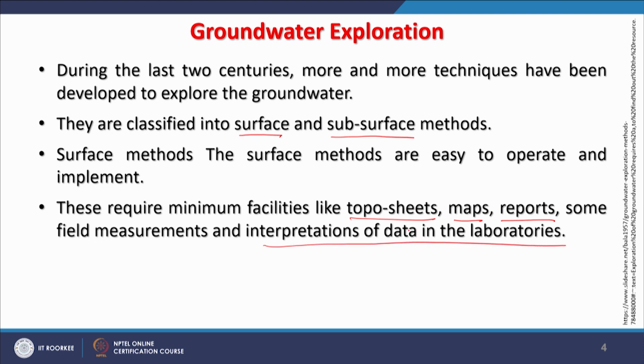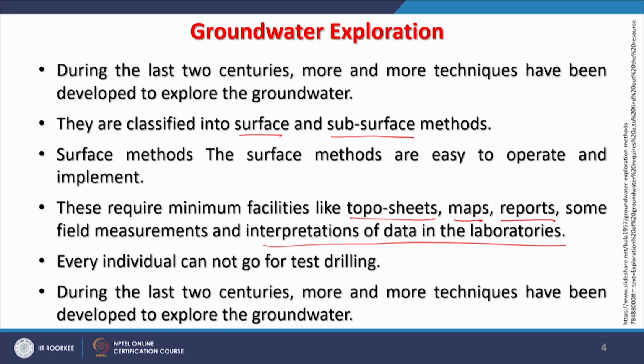Under interpretation of data, we can also include remote sensing data, because remote sensing data can provide a lot of indirect evidence of the availability of water in subsurface conditions. For example, growth of vegetation, or maybe some faults and lineaments and other things. So, they are indirect manifestations of the availability of groundwater, which we will see in much more detail later on. And every individual, as we have seen, cannot go for drilling.